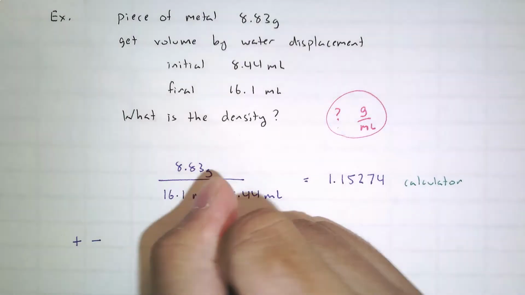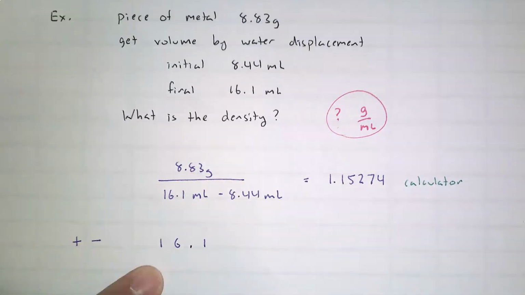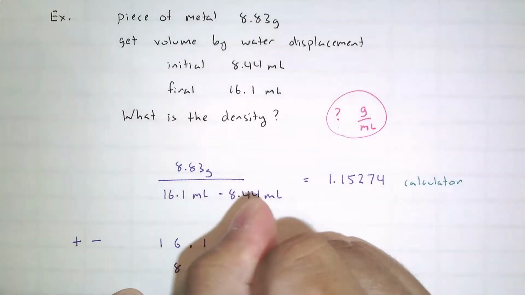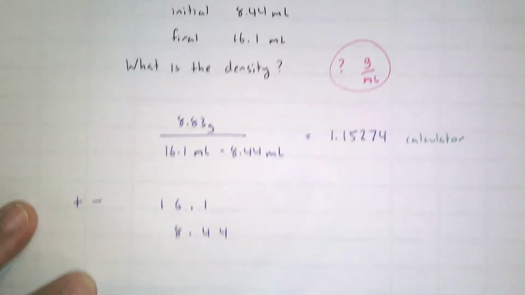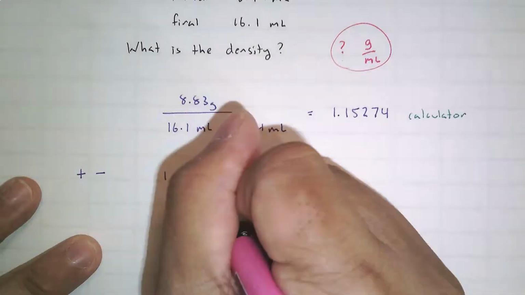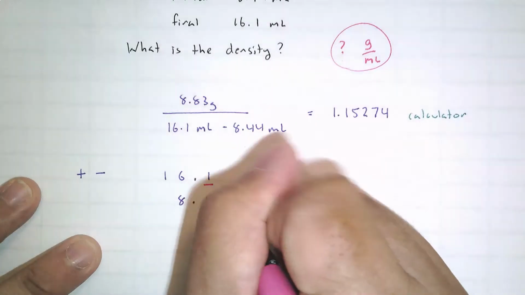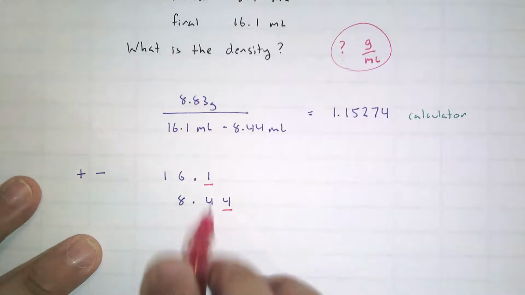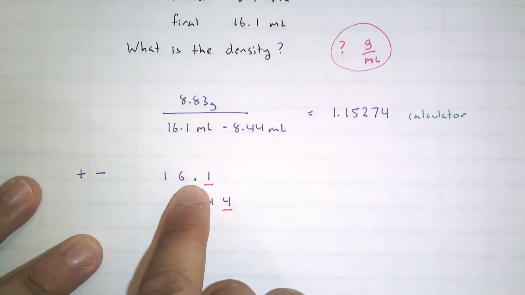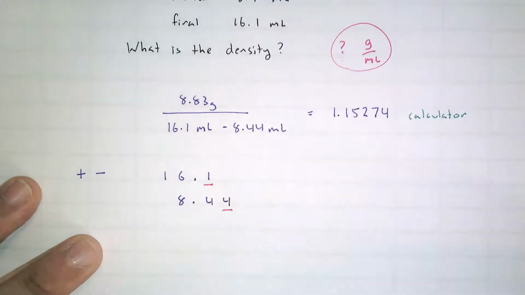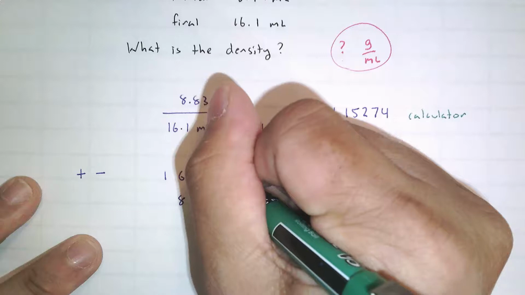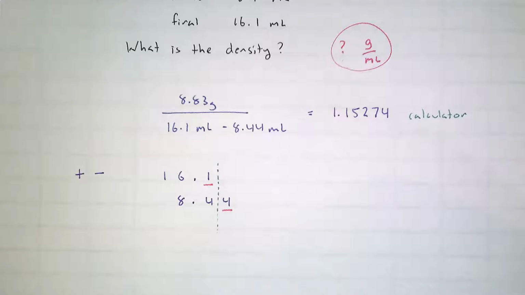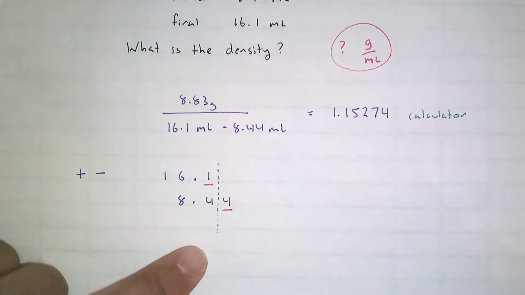6, leave some space for my green dotted line, minus 8.44. The last significant figure here is in the 10th place, and here it's in the 100th place. So both values have a significant figure in the 10th place, but this one does not have a significant figure in the 100th place. So we can't go to the 100th place to determine how many sig figs our answer has.